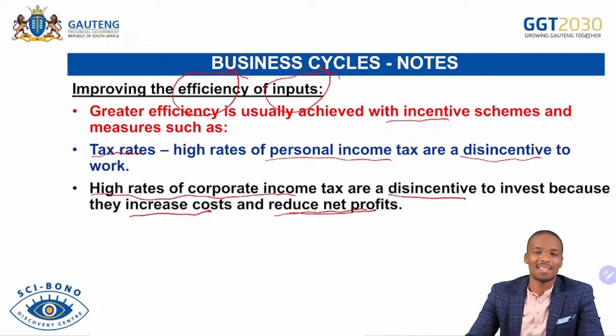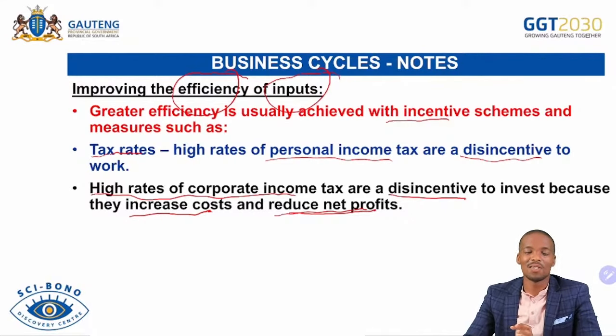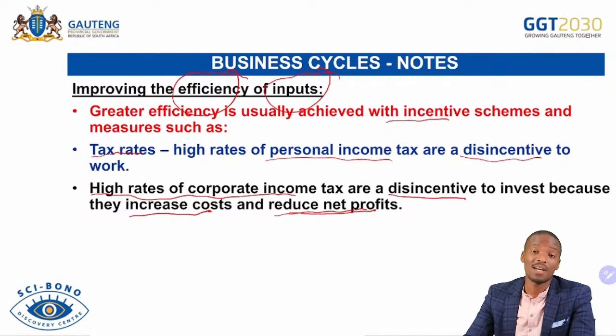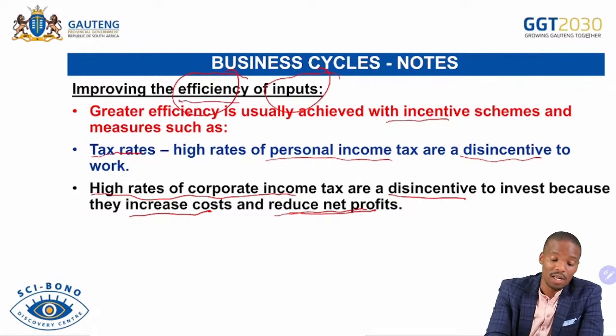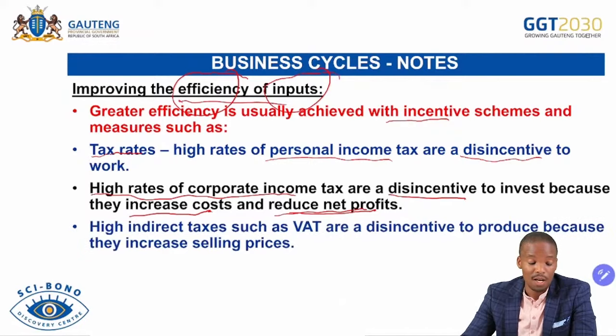The net profits. As an entrepreneur, you cannot start a business with an aim of not making a profit. As an entrepreneur, you want to start a business making a huge profit. But if the tax is higher, your profits are going to be less, then you will say, why should I continue supplying? So that is why we are saying efficiency of inputs should then be improved.